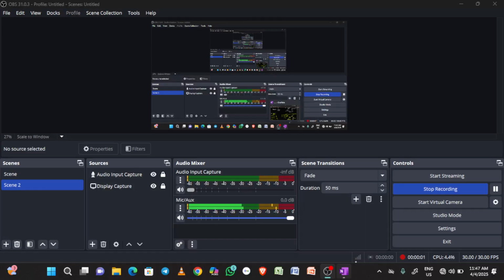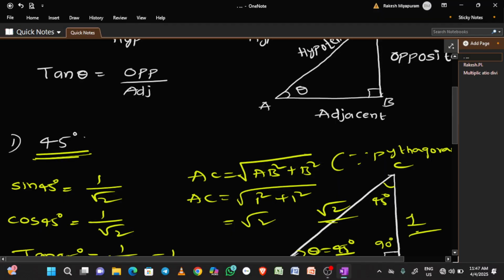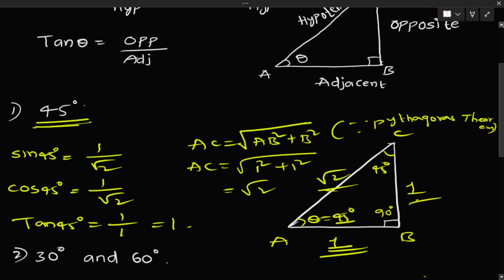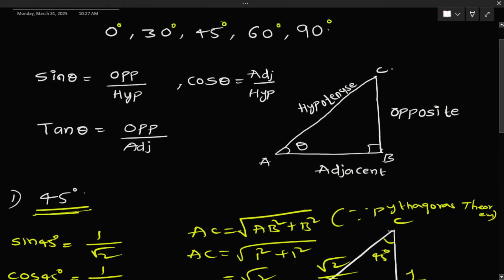Hi students, in this video we are going to discuss trigonometric ratios of some angles. Those angles are 0 degrees, 30 degrees, 45 degrees, 60 degrees and 90 degrees. Before going to that, we know sin theta is equal to opposite side to the hypotenuse, cos theta is equal to adjacent side to the hypotenuse, and tan theta is equal to opposite side by adjacent. As we know, the hypotenuse is the longest side.